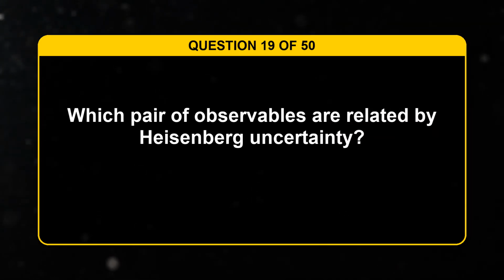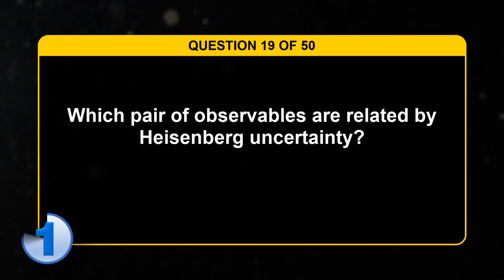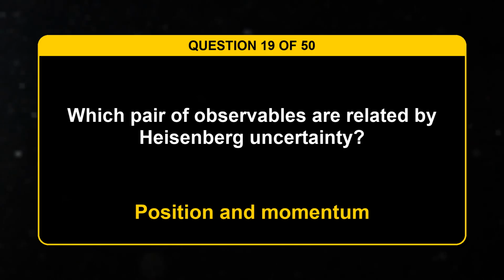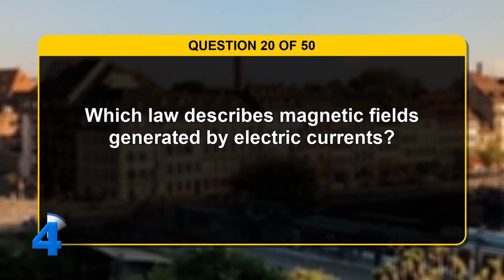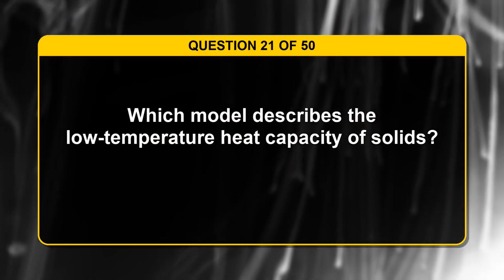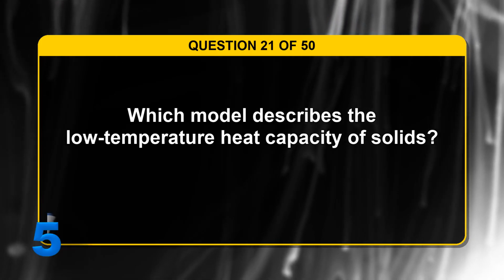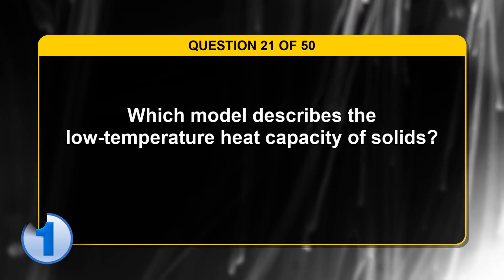Which pair of observables are related by Heisenberg uncertainty? Answer: position and momentum. Which law describes magnetic fields generated by electric currents? Ampere's law. Which model describes the low-temperature heat capacity of solids? Debye model.